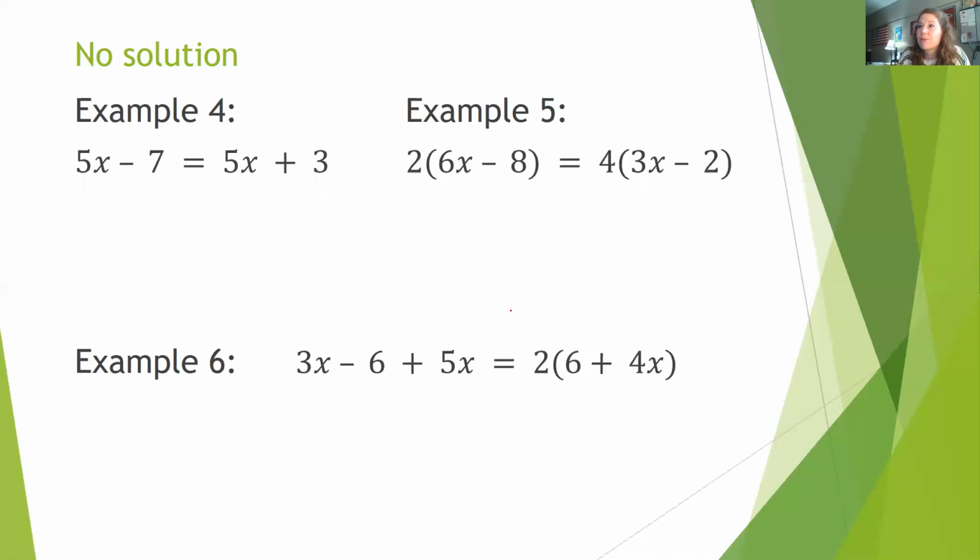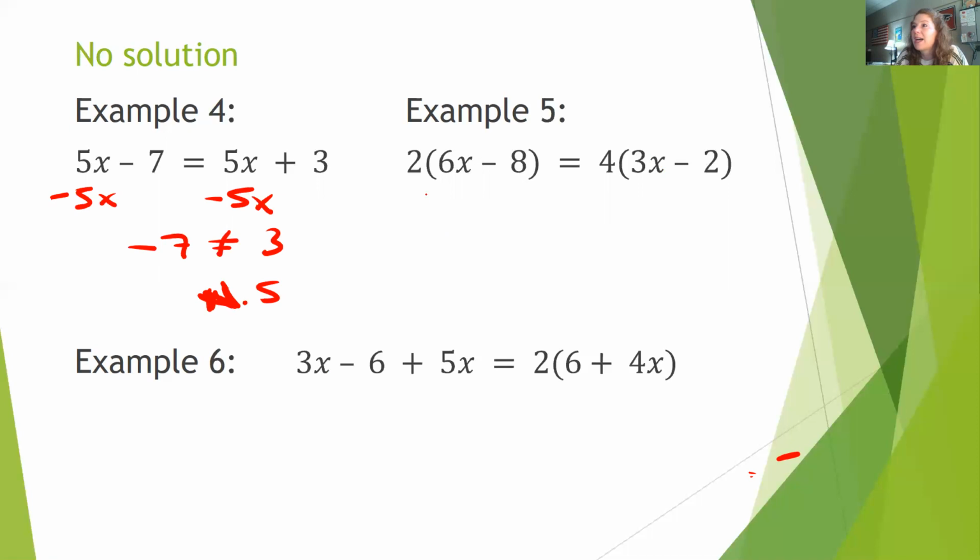All right, so example 4, if I subtract 5x from both sides, I end up getting negative 7 is equal to 3, which is not true. Therefore, I have no solution, no solution.